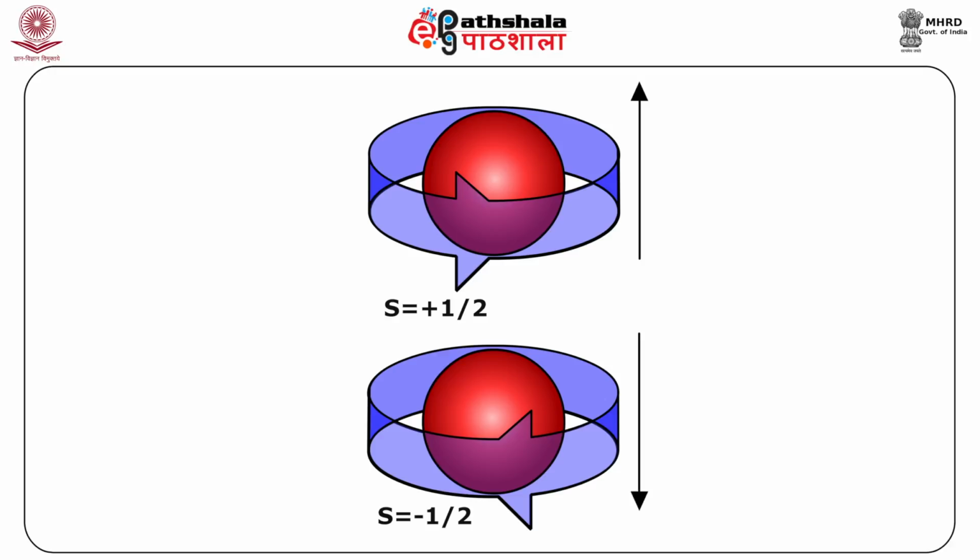As can be seen in figure, when the electron spins clockwise, it is given the ms value of +1/2, and when it is spinning anti-clockwise, it is given the value ms equal to -1/2. But we cannot say in which direction, whether clockwise or anti-clockwise, the electron is going to move.